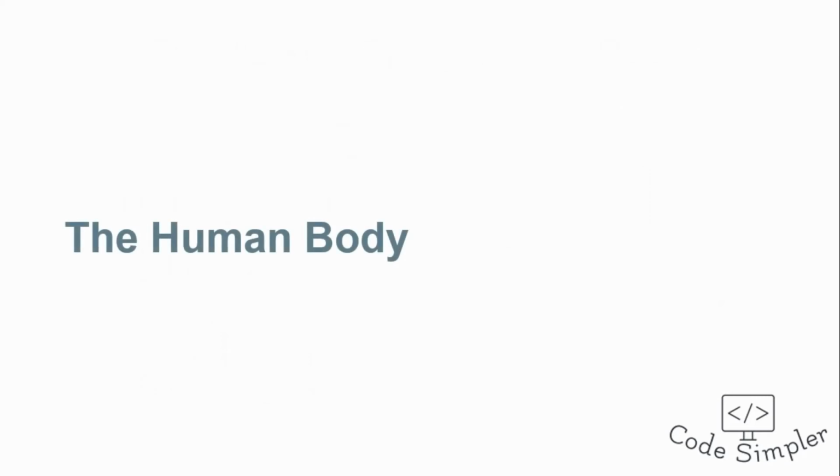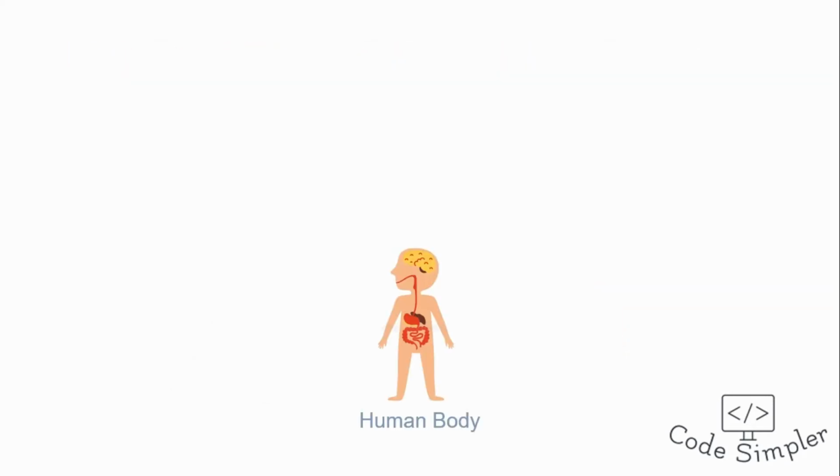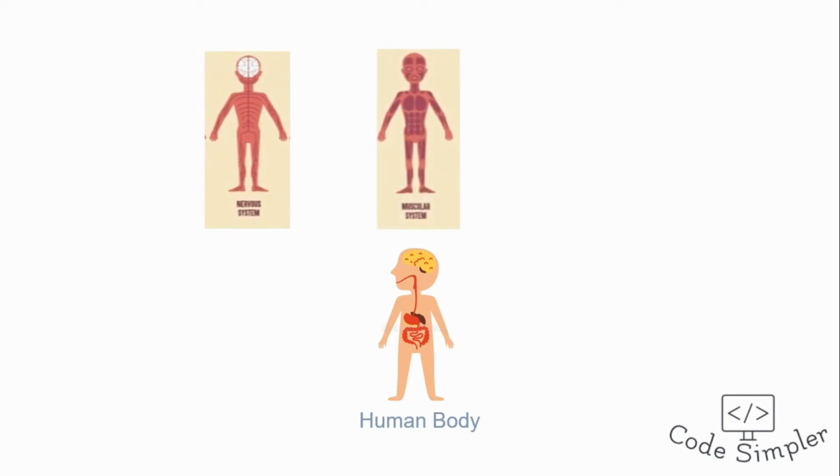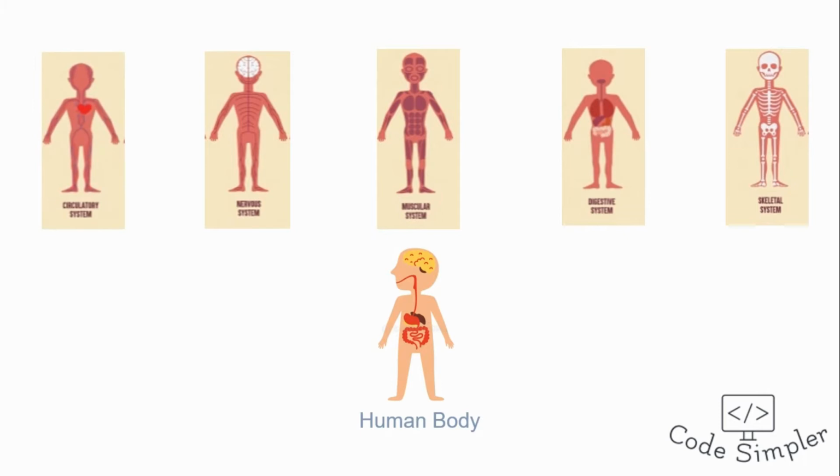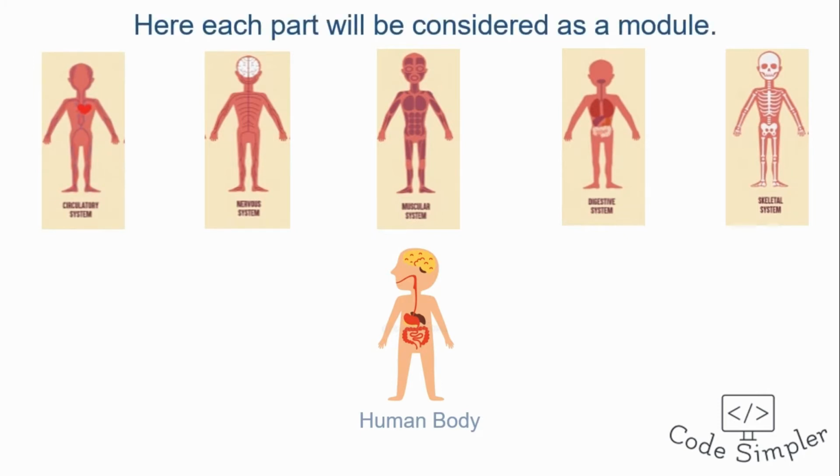Taking an example of the human body. As we know, the human body is composed of the nervous system, a muscular system, a digestive system, a skeletal system, and a circulatory system. Let's consider each part of the human body as a module.